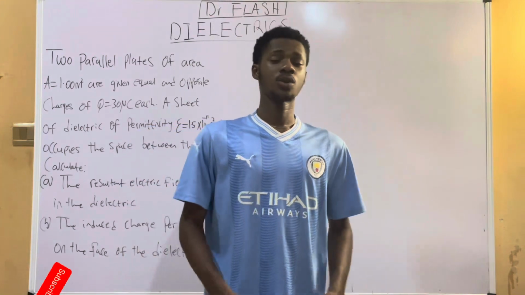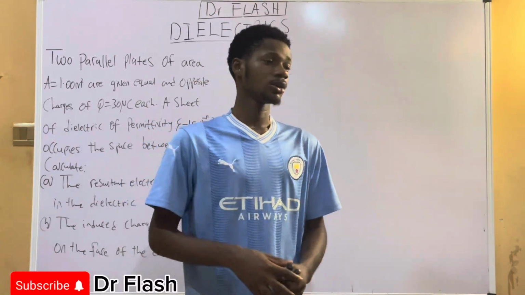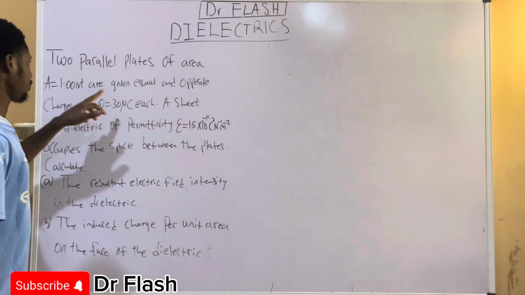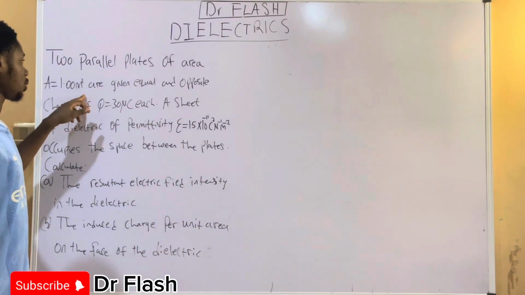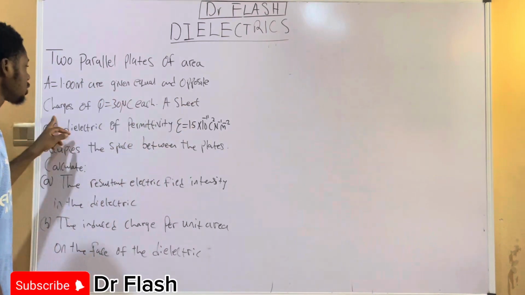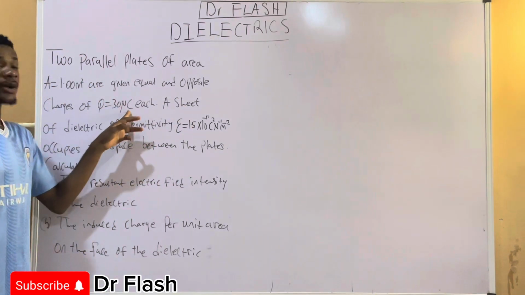In this video, I'm going to solve the problem on the board, still on dielectrics. The question says two parallel plates of area 1.00 meter squared are given equal and opposite charges of Q equals 30 microcoulomb each.